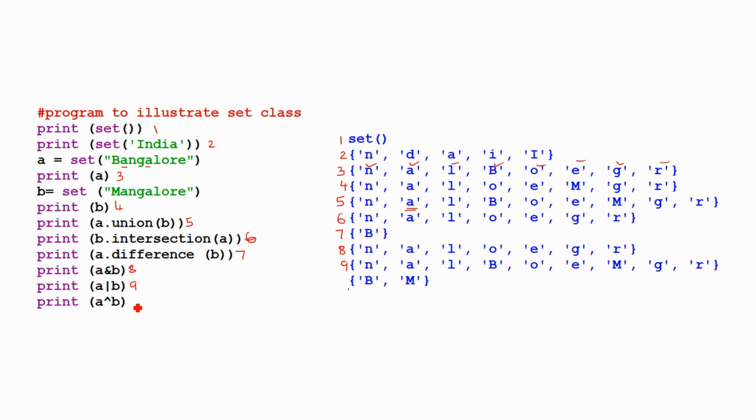And A exclusive or B. That means it is there either in A or in B, but not in both places. So now it is the XOR operation between A and B. If we look into it, B is there in A, not in B, and M is there in B, not in A. So the exclusive OR operation on a set returns B and M as the characters.